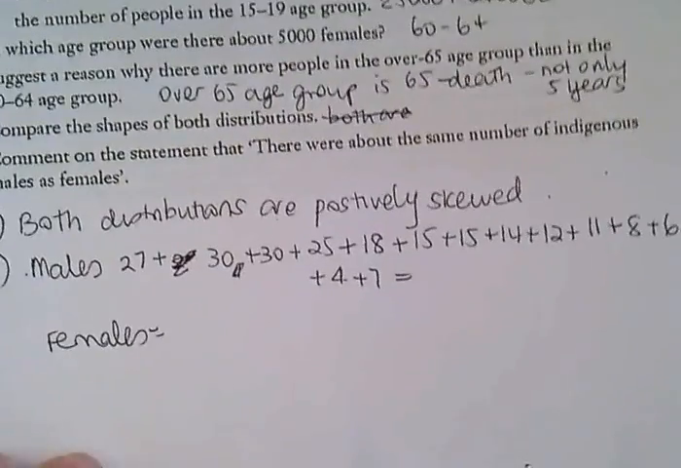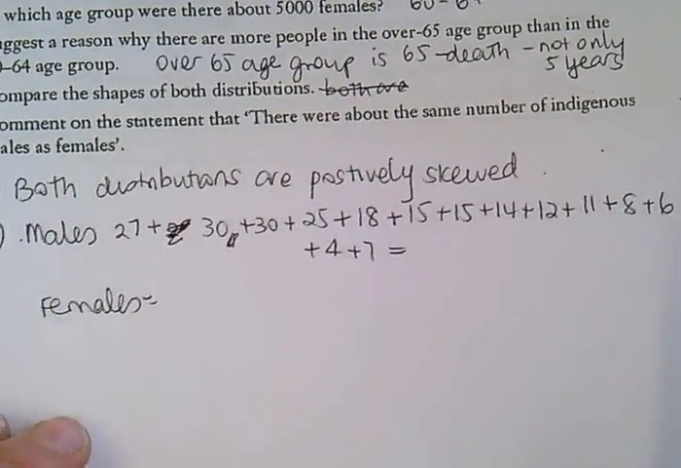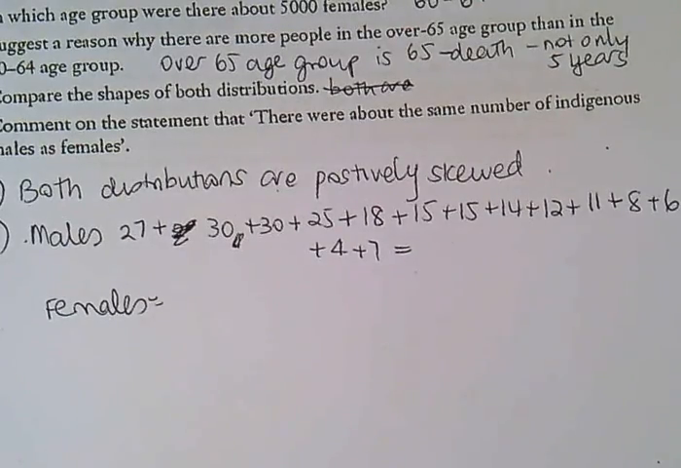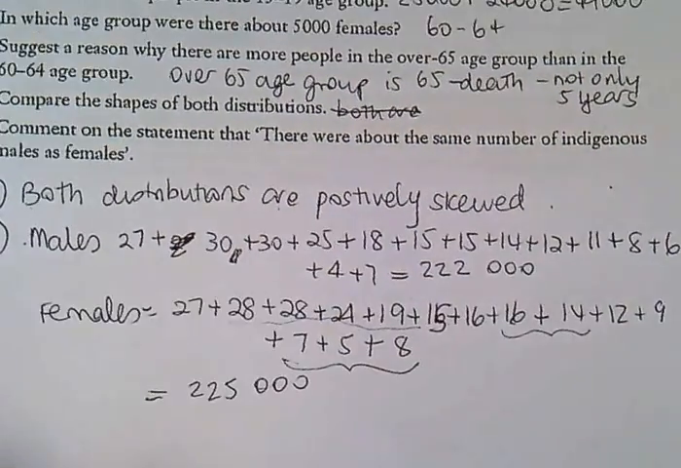I don't think the HC would ask something that involved this much work. All right. Then we can look at the females. 222,000, 225,000, and I may be off a little bit.